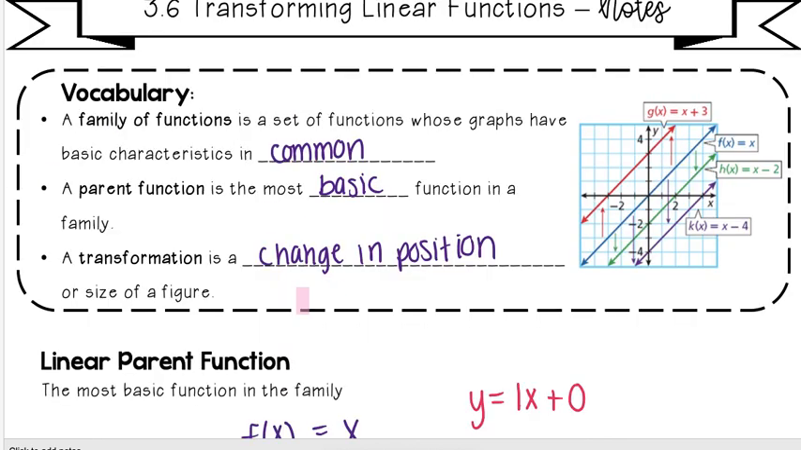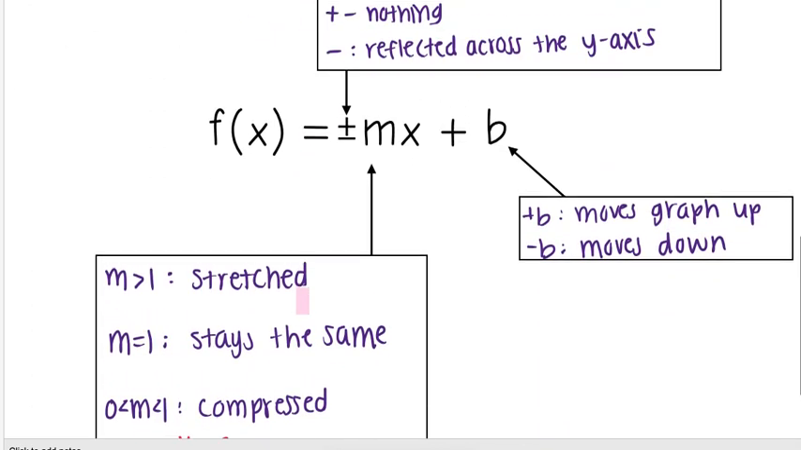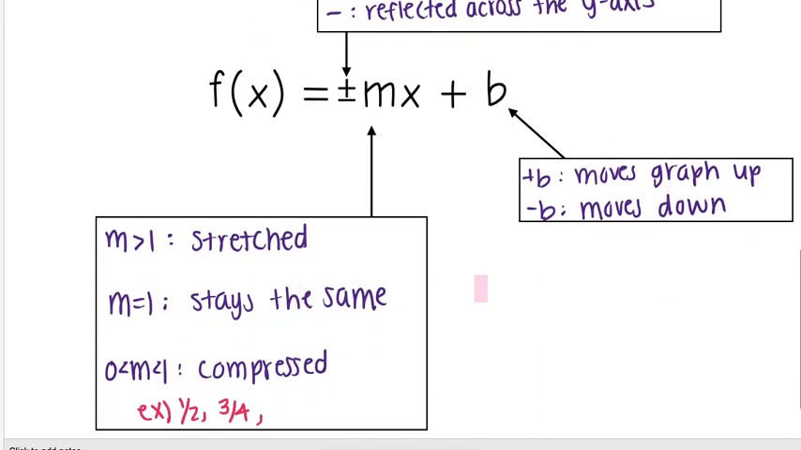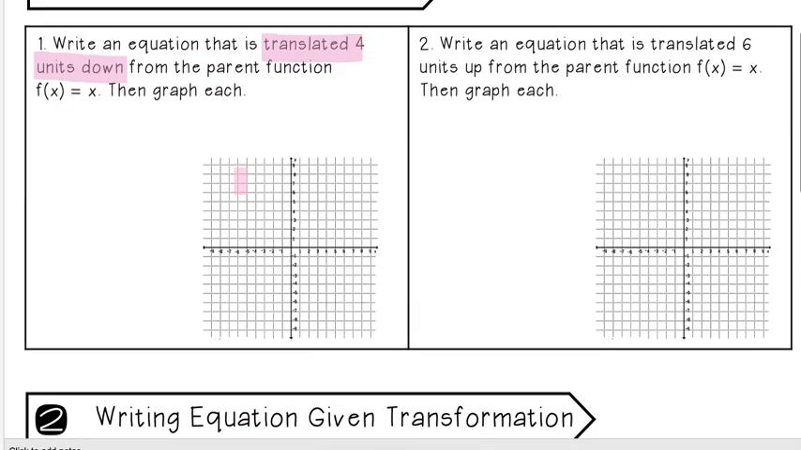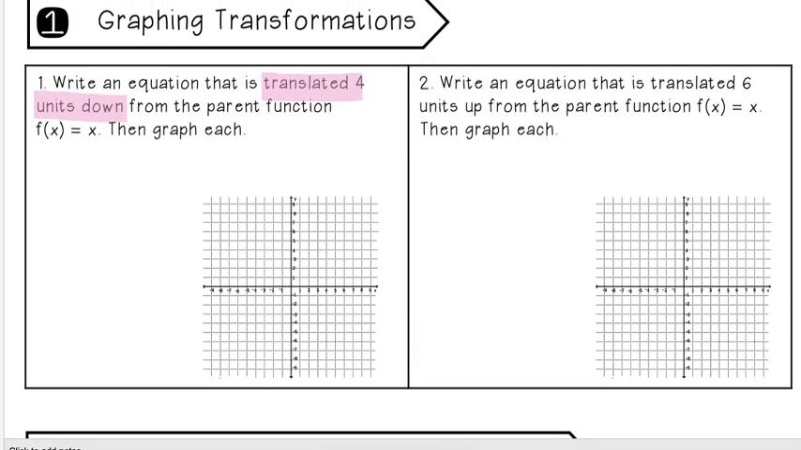And so if I go back to my little summary over here, the one that affects whether it moves up or down is my b. And since it's moving down, that means I have a minus b there. Well, it tells me how much I'm moving down. I'm moving down 4. And so that means that my transformed function here is going to be x minus 4, because it tells me I translated 4 units down. It didn't tell me anything about my slope being stretched or compressed or anything, so all I had to do was subtract 4 at the end.